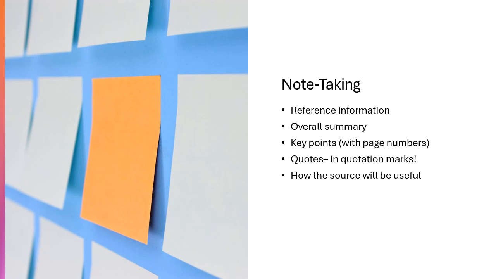Finally, it's helpful to include a note about how you think the source might be useful. You could say something like, "I could use this in my introduction," or "this is a very detailed article and I'll want to talk about it lots in my literature review." This helps you quickly skim through your notes and find the sources that are most helpful.